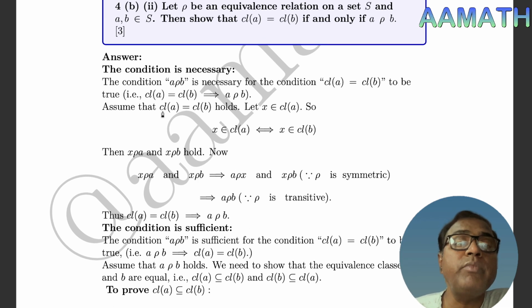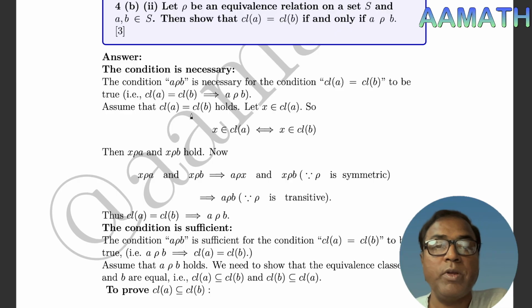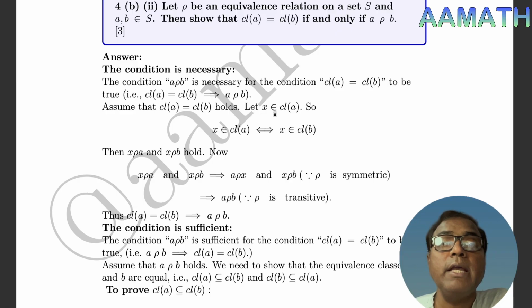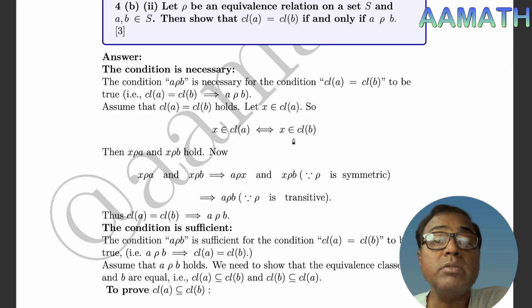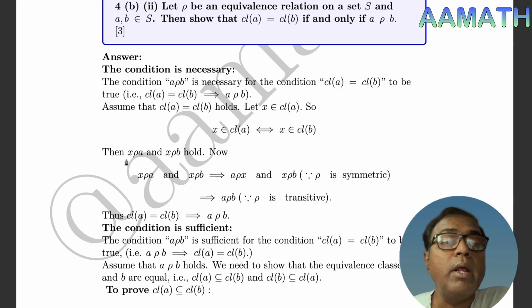Now we first assume class a equal to class b holds. Let x be any element of class a. So x belongs to class a. This implies, and is implied by, x belongs to class b, because class a equals class b. Then x rho a and x rho b hold.